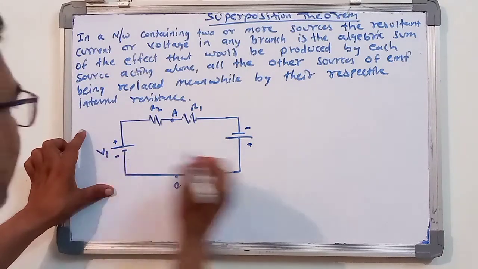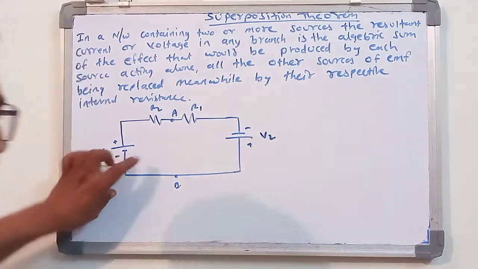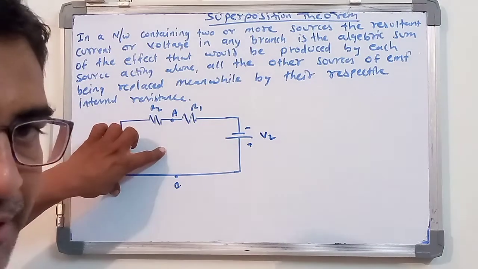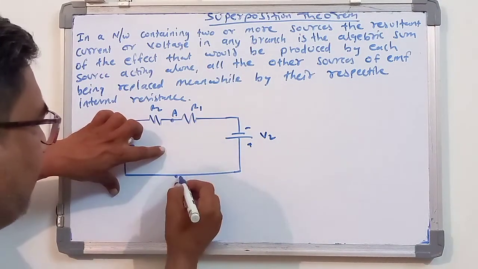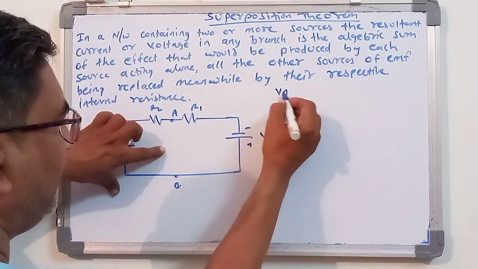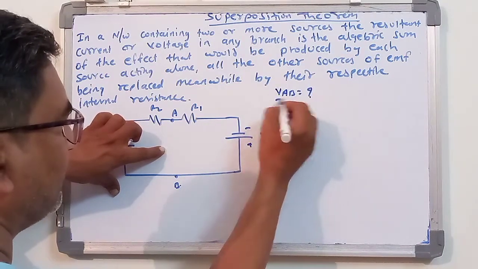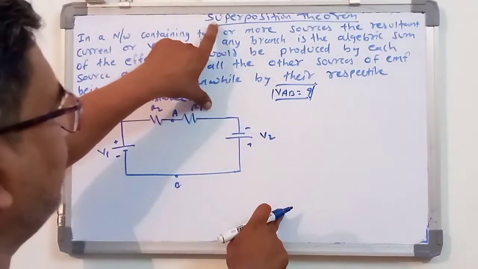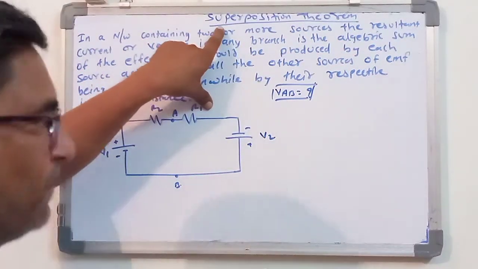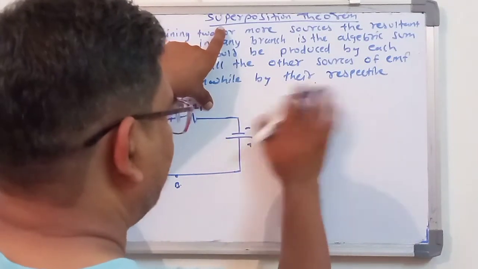Suppose it is marked V1 voltage and V2 voltage. What is your ultimate aim? We have to find out the voltage across A and B, that is, what is VAB equal to? This is what they have asked, and this is what is written in this particular definition. Now we have to solve this one.